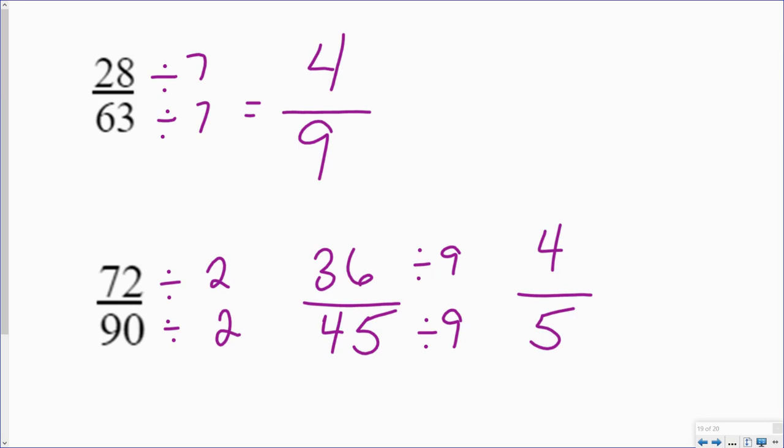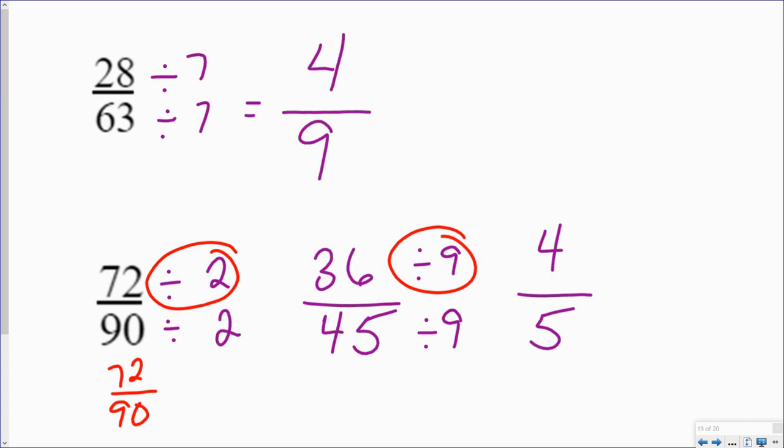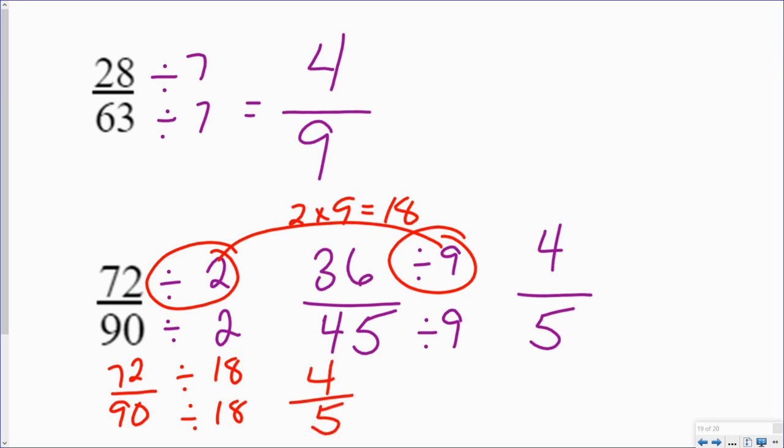Now, what I could have done if I'm looking for the greatest common factor was take my 72 over 90. If you notice, I divided by 2 and I divided by 9. So the largest number that goes into both of these would be 18, because 2 times 9 gives me 18. And when I divide both of them by 18, I would get 4 over 5. So again, 4/5 would be my 72/90 in the simplest form.